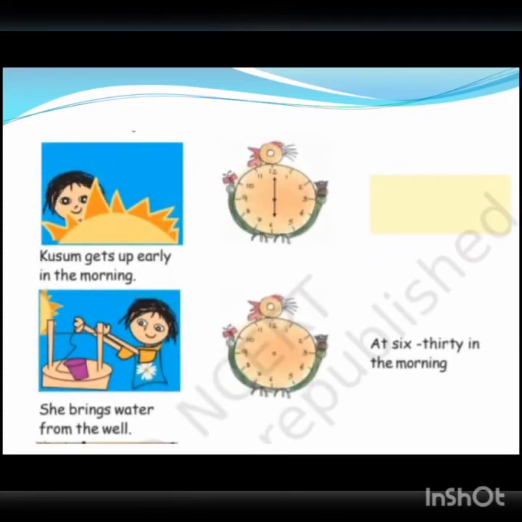Kusum gets up early in the morning. Now in the clock, you can see that the hour hand, the smallest hand, lies on 6 and the minute hand lies on 12. So it represents, yes, 6 o'clock. So we will write Kusum gets up early in the morning at 6 o'clock. Next, she brings water from the well at 6:30 in the morning.